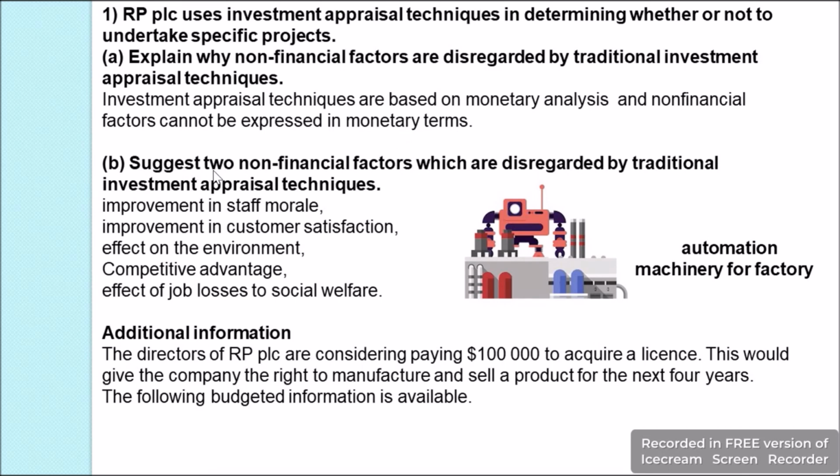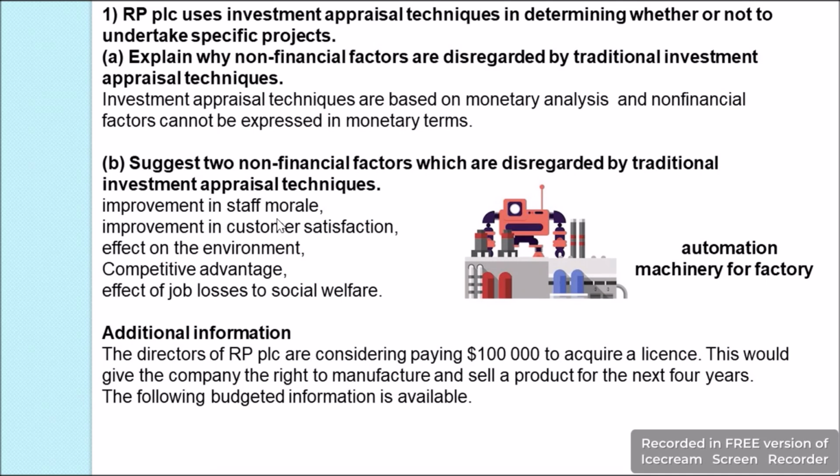In the B bit of the question, we are asked to suggest two non-financial factors which are disregarded by traditional investment appraisal techniques. Let us understand the non-financial factors which may not be regarded by traditional investment appraisal techniques by means of an example. Say RPLC have purchased an automated machinery for manufacturing for a specific project. The non-financial factors which may not be considered will be the improvement in the staff morale, as the new machinery may require new skills and adaptation to new production methods which require training and change.